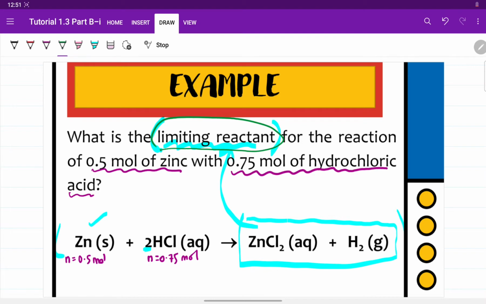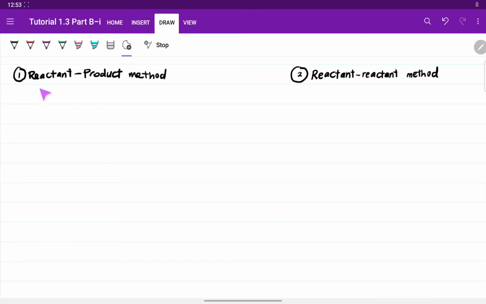Like I mentioned just now, to find the limiting reactant, we have 2 methods. The first method is the reactant product method and the second method is the reactant method. Once I have explained both methods, for the rest of your chemistry SK015, choose just one method to use. No need to know both. Use whichever you find easiest to understand and write. But I will show you both methods.